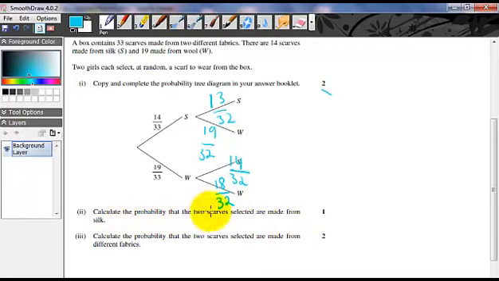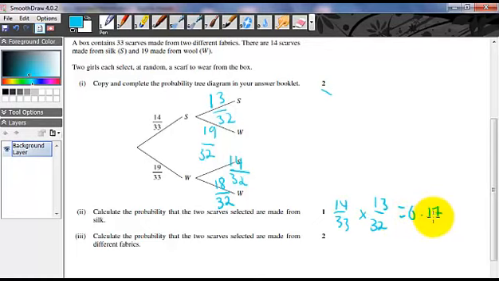Calculate the probability that the 2 scarves selected are made from silk. Well, if it's made from silk, then that must have happened, and then that must have happened, true? So that's going to be 14 out of 33 times 13 out of 32. And then you can just plug that into your calculator. 14 out of 33 times by 13 divided by 32. That gives us 0.17.